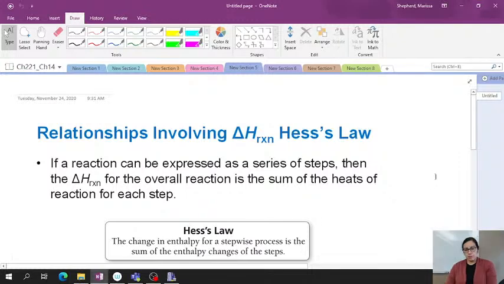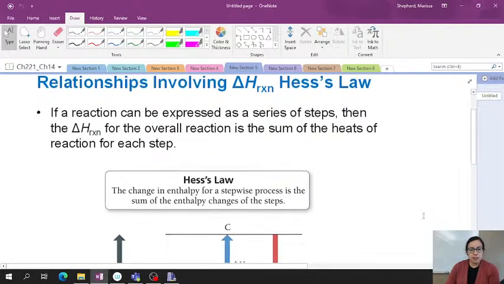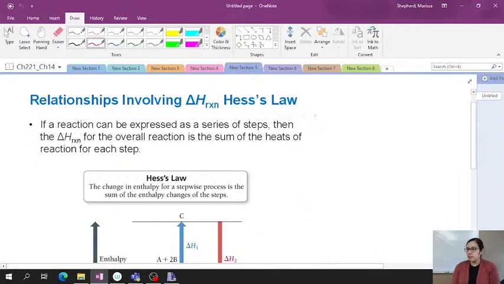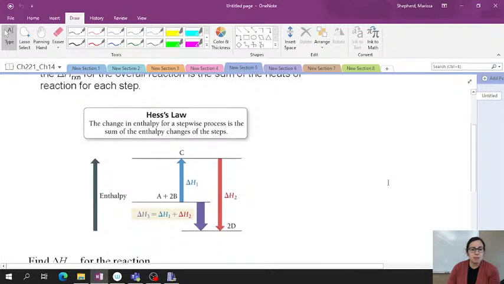And so this is kind of back to Hess's law and what we saw in lab. So Hess's law basically says that since our heat of formation, right, is not path dependent, it means that we can essentially sum it up as a series of steps. So again, that's what we did in lab. We summed up one reaction as a series of 3 steps. And so all this is saying is the change in enthalpy for a stepwise process is the sum of the enthalpy changes of the steps.